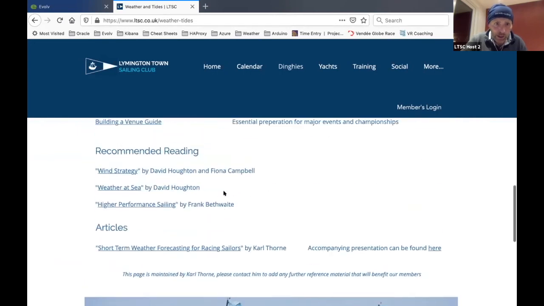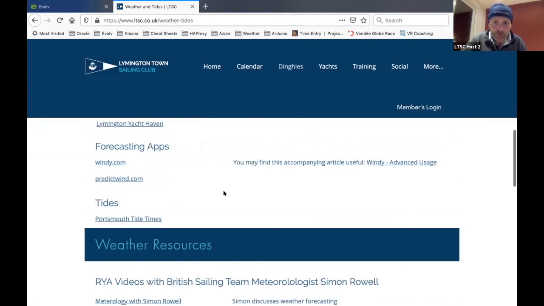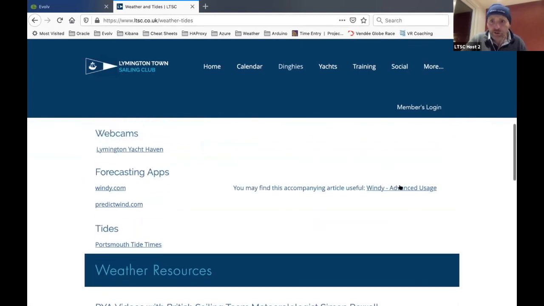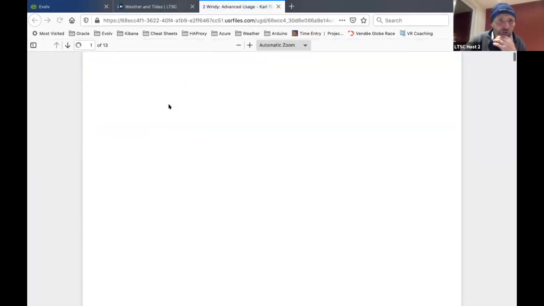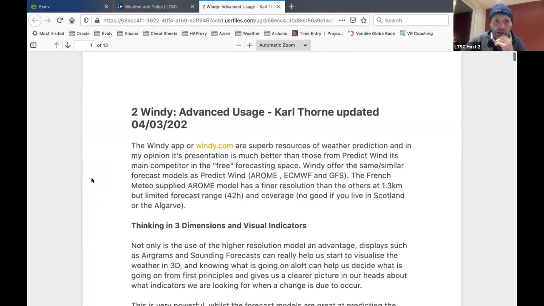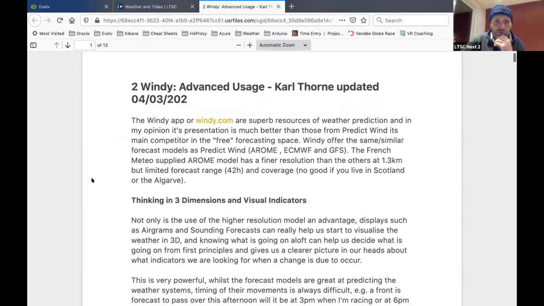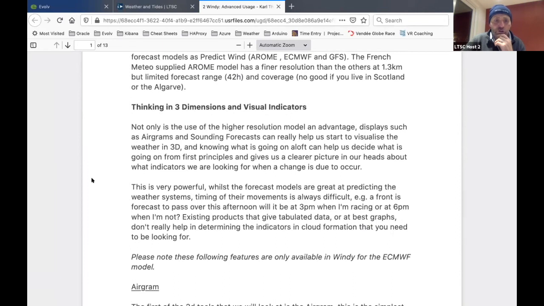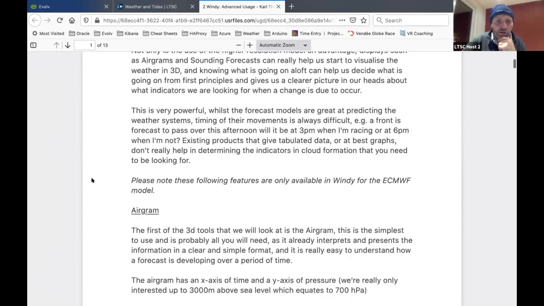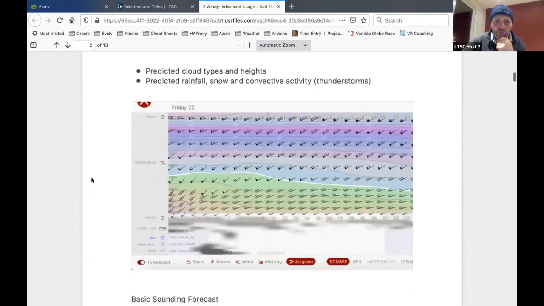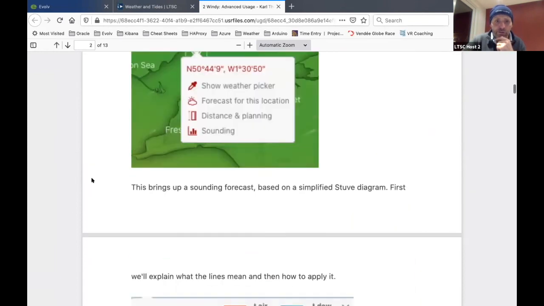Here we are, it's this one. The Windy Advanced Usage is the one that will tell you how to install the sounding forecasts and how to use them. So if I just click on that, I'll show you what's in it very quickly. It's a PDF, and it tells you how to install it and a few bits and pieces about it. It talks about us thinking in 3 dimensions, which is that vertical mixing. It talks about an airgram, which we've looked at already, and then these sounding forecasts.